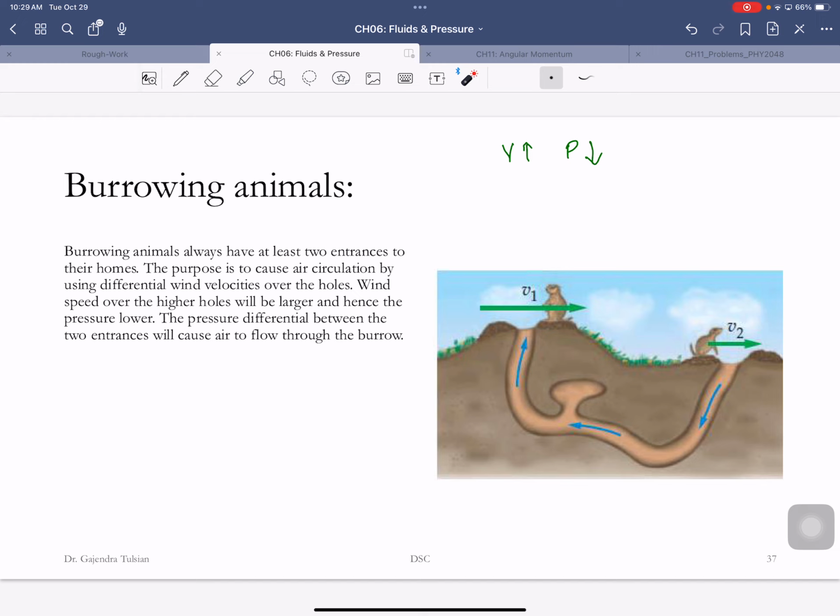So this guy has natural air conditioning. This burrow opening is at a higher elevation, the air is flowing faster, the pressure is lower here. At this elevation, the fluid is flowing at slower speed, the pressure is high. Pressure is high, pressure is low. And so this pressure difference drives air like that. And you have a continuous airflow. So that's how they build the burrows.